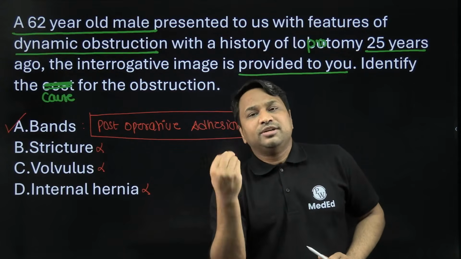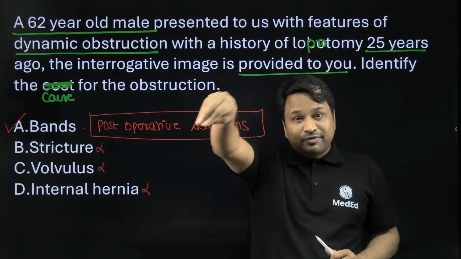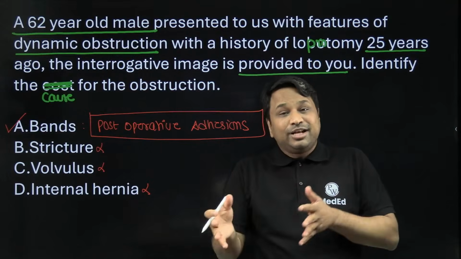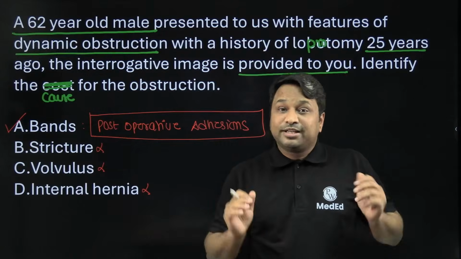Or there should be a potential defect through which it is going to herniate. Either it has to be from the foramen of Winslow on top, or on either side of the superior mesenteric artery and the inferior mesenteric artery, potential defects are there. Either has to herniate from there.